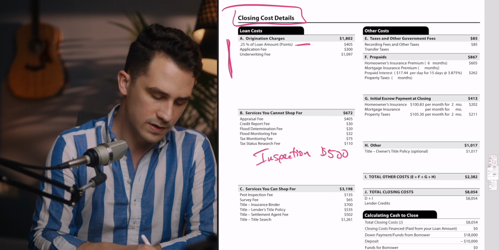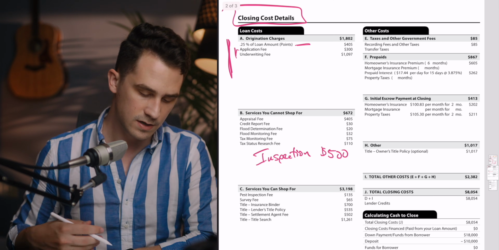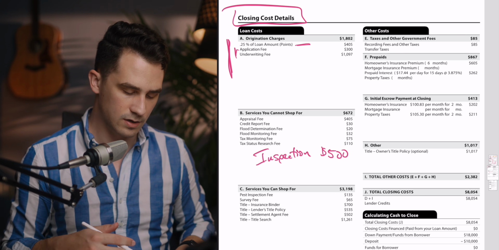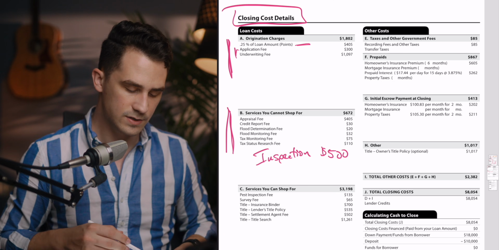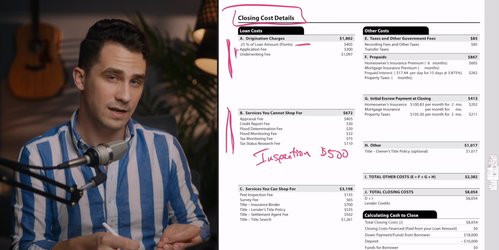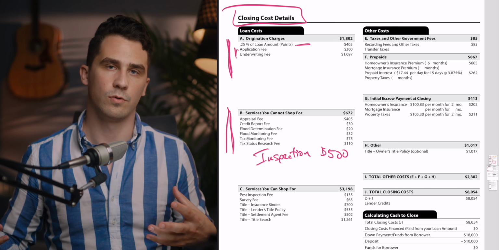Then you have the other fees that the lender might charge here. So this lender is charging an application fee and an underwriting fee. So this is what they have here. Again, these cannot change in the future. Section B, these are services you cannot shop for. Basically, they're services that the lender doesn't provide. They're provided by another third party, but the lender's not letting you shop for that service.